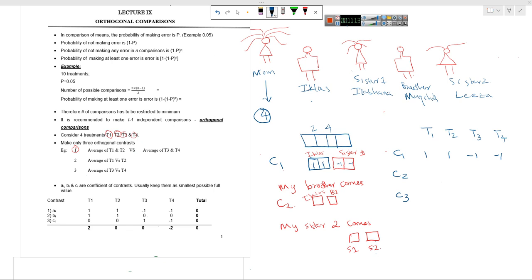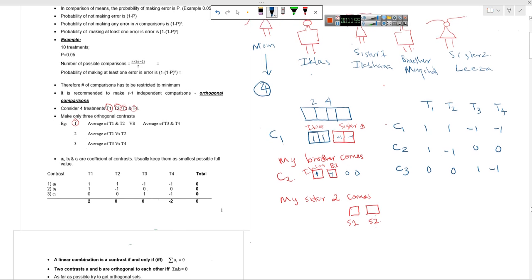Then for the second scenario, my sister doesn't share her chocolates with anyone, so I will put 0, 0, but I share 1 with my brother. So if this is 1, this is negative 1. Again, for the third scenario, I and my brother 1 don't share our chocolates with anyone, with sister 2, but my first sister shares. So this is 0, this is 0, this is plus 1, this is minus 1. So this is how we have to write the contrast.